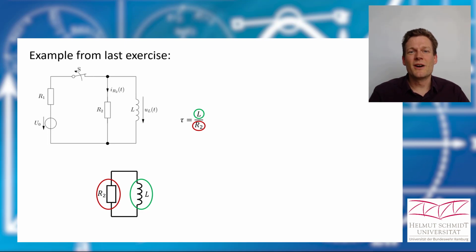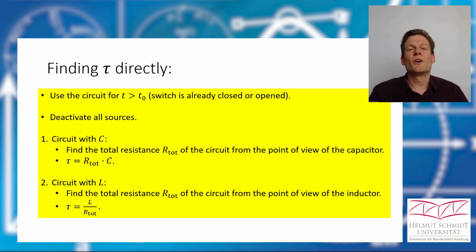Okay, maybe you have noted this now. If we want to find tau directly, we have a look at the circuit after the switch is turned on or turned off. Then we deactivate all the sources. And if we have a circuit with a capacitor, then we analyze the total resistance of the circuit from the point of view of the capacitor, and our time constant tau will always be the total resistance multiplied with the capacitor value.